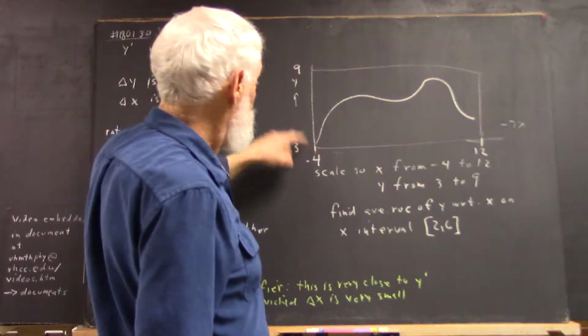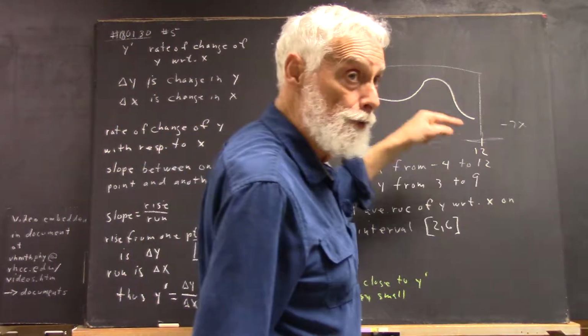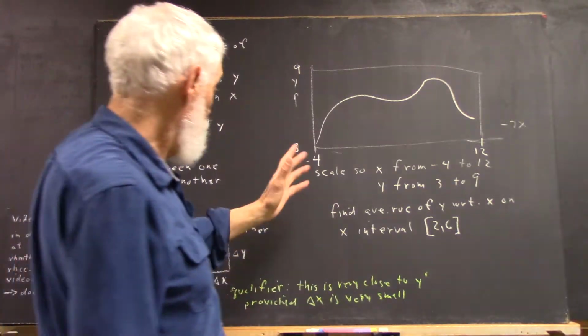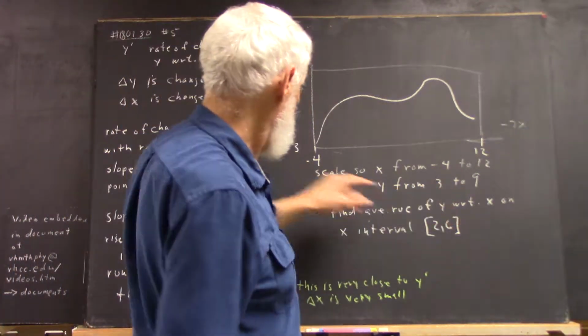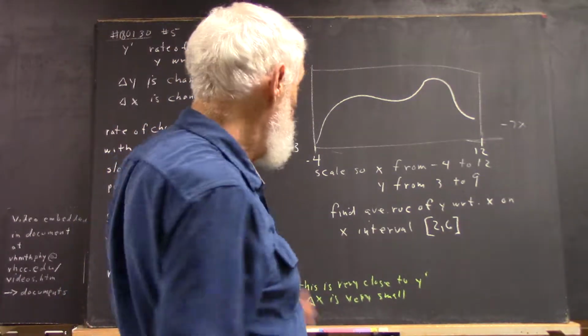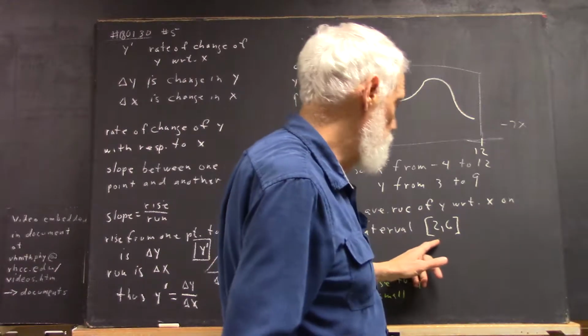Okay, so I did this. So x goes from -4 to 12. Well, there's -4, there's 12, and that's a direction for x, right? And for y, from 3 to 9, well, there's 3, there's 9, there's a direction for y, right? Now, we want to get the average rate of change of y with respect to x in the x interval from 2 to 6.